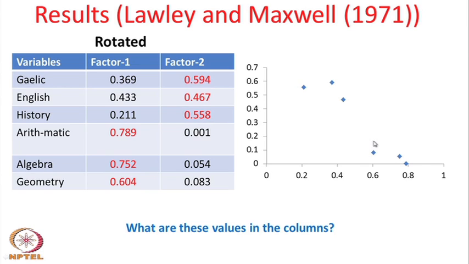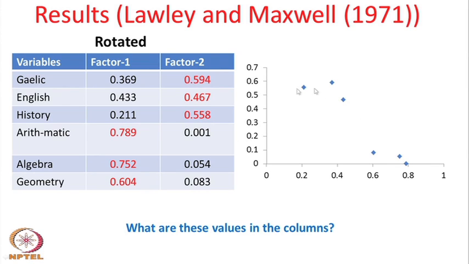We can say now that these two factors are basically about two things: one related to arithmetic, algebra, geometry, which is mathematical ability, and the other one, Gaelic, English, history, which are all literature based, so this may be your verbal ability. Lawley and Maxwell say that intelligence has these two components, mathematical ability and verbal ability. These two factors are hidden, and they are manifested in the performance in the mathematical subjects as well as the literature-based subjects.